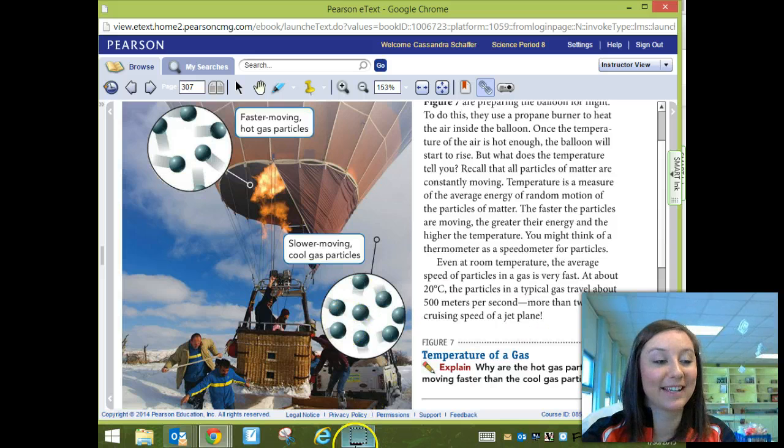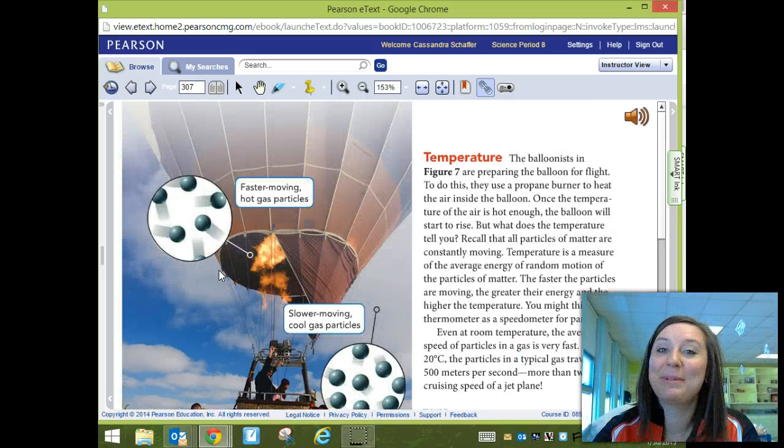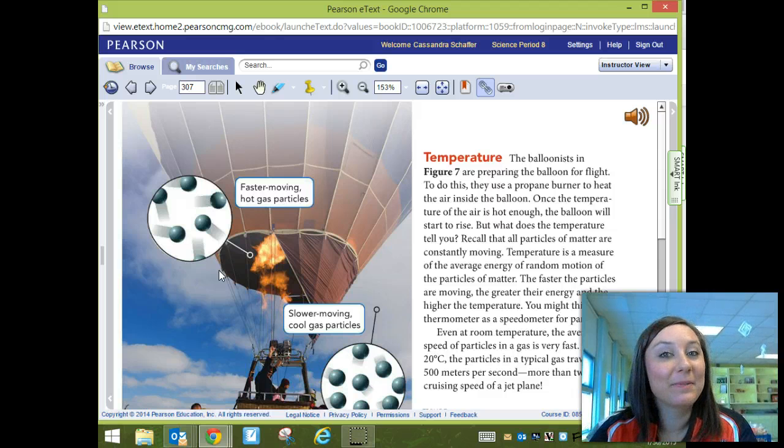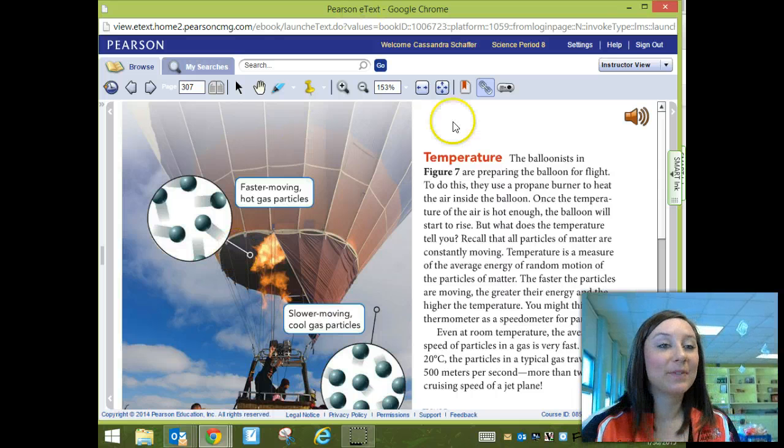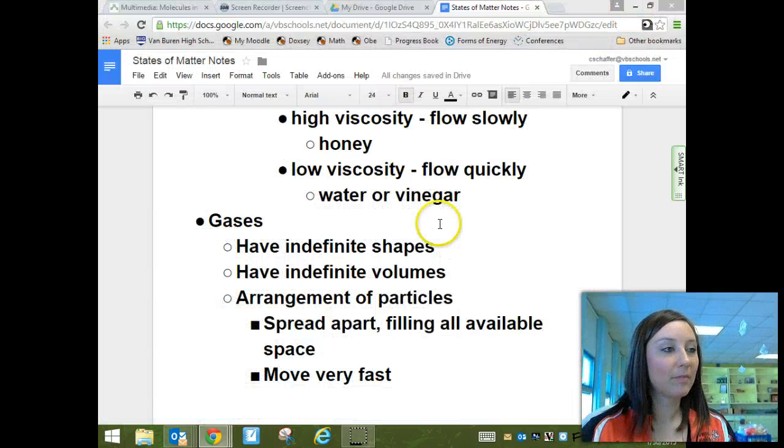500 meters per second. So more than twice the cruising speed of a jet plane. Think of how fast a jet plane is. That is insane. And the particles, that's just in a regular room. That's not even if we get them really, really hot. They'll move even faster.